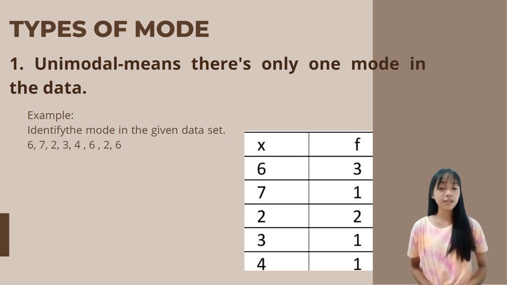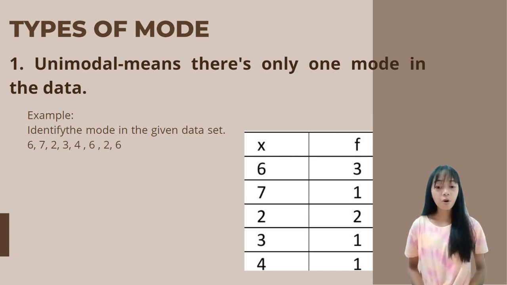The first is said to be unimodal, which means there's only one mode in a given data set. Example, identify the mode in a given data set: 6, 7, 2, 3, 4, 6, 2, and 6. The first thing you need to do is to make a table. It is shown on the screen, the table. So the mode here is 6 since it has the highest frequency. This type of mode is called unimodal.